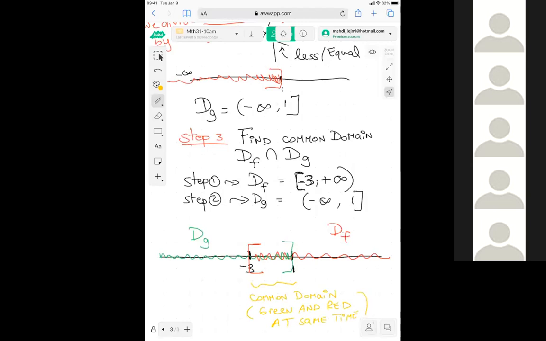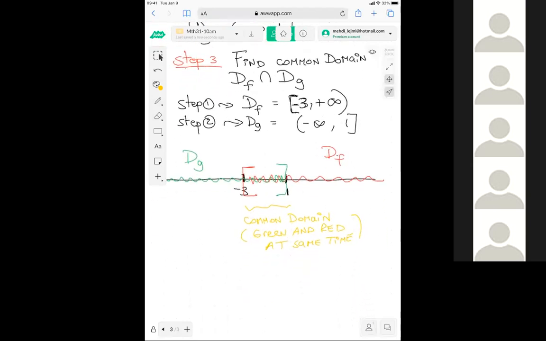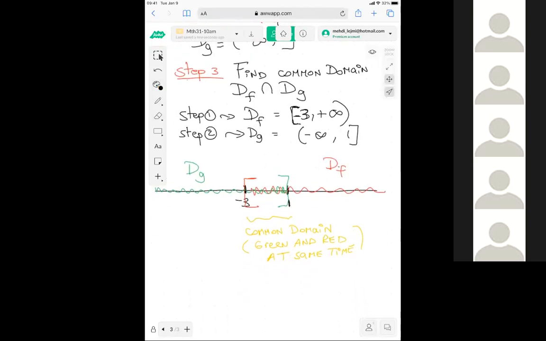So that's what I mean by common domain, right? The domain which at the same time belongs to the domain of F and also to the domain of G. So the intersection in this case, the final answer: the domain of F intersected with the domain of G, or common domain, would be from negative three. Negative three is included, right? Because yeah, it's included.